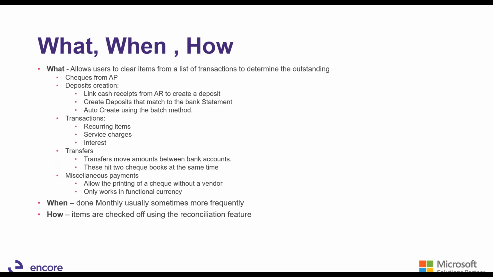Okay. And then how? Items are checked off using the reconciliation feature. There's a reconcile bank rec feature. Brings up a list of all the outstanding transactions and you check them off one by one or by groups or whatever it happens to be. Okay. So now I'm going to show you how this actually works.